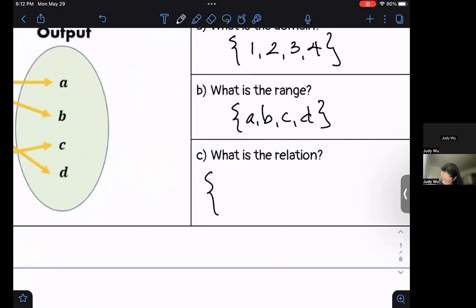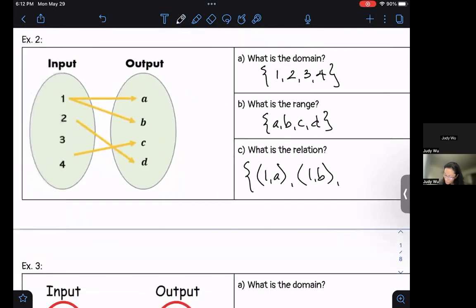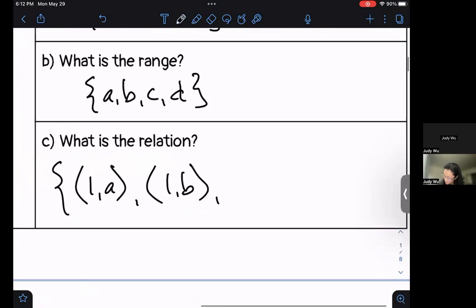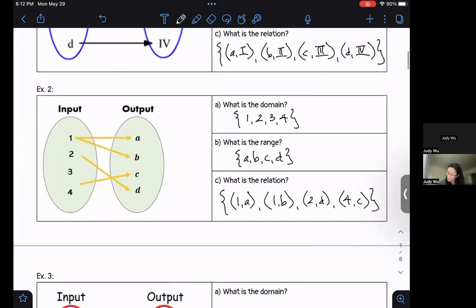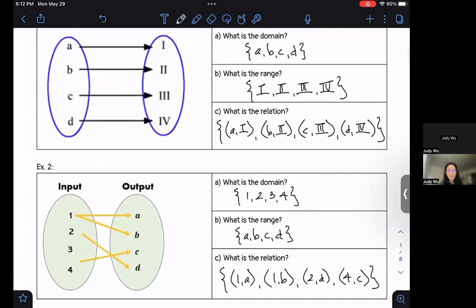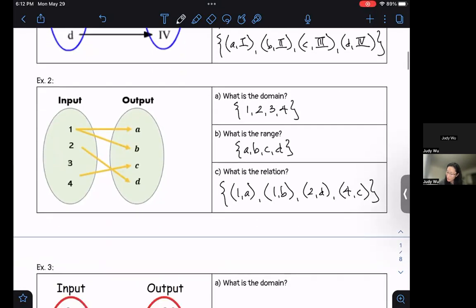Open a bracket: (1, A), (1, B). What came next? (2, D), and then (4, C). Close that off. All right, so we've done our second example here, just looking at the mapping to find our domain and our range from the first and the second set. And let's take a look at our third example.